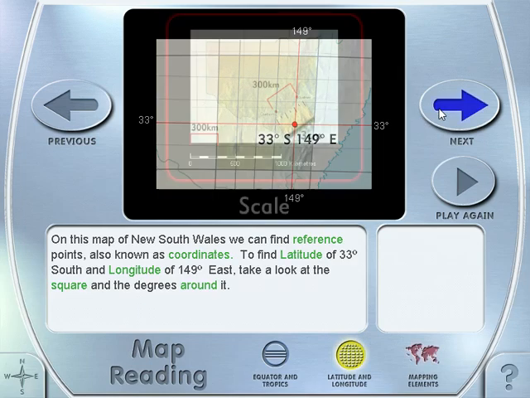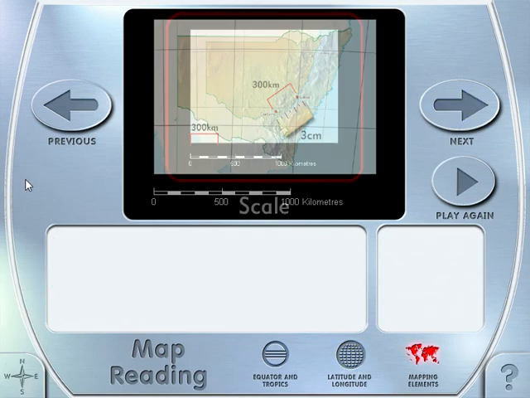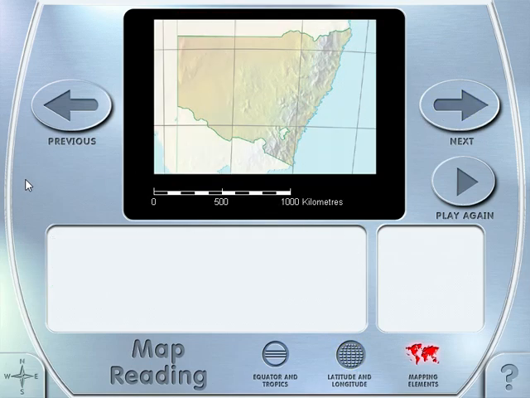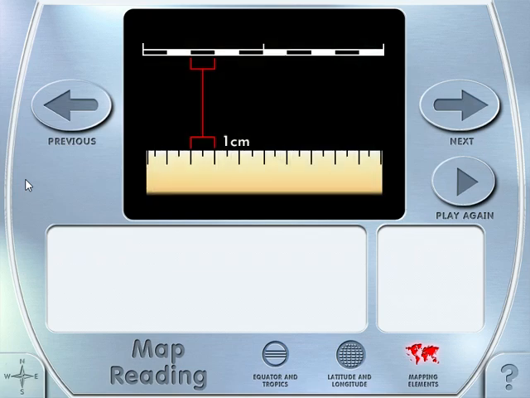Next, scale. At the bottom left of the screen is a scale. A scale on a map is an indicator used to measure the distance between 2 points. In this example, one section happens to measure 1 centimetre. This means that 1 centimetre equals 100 kilometres on this map.